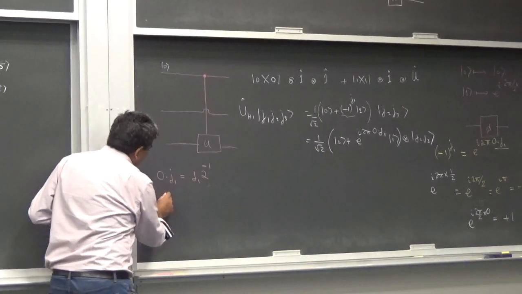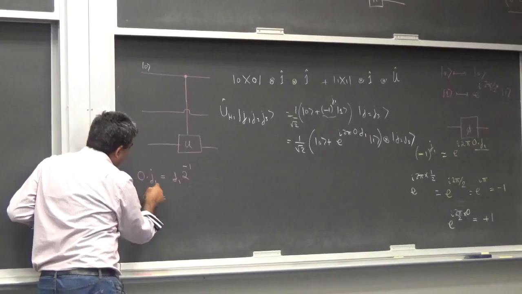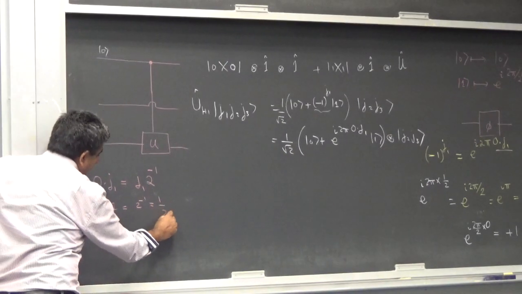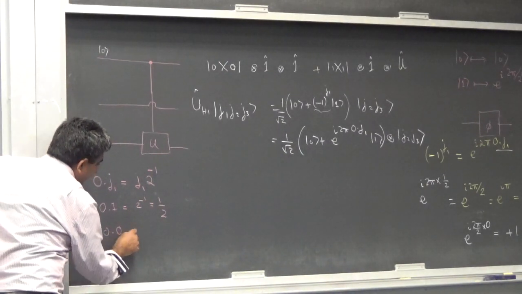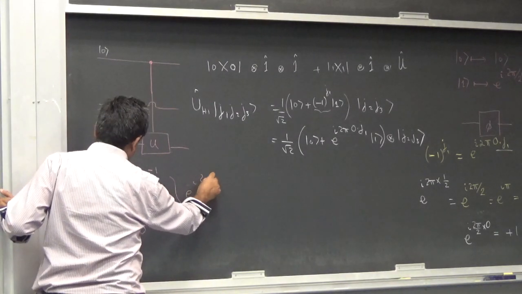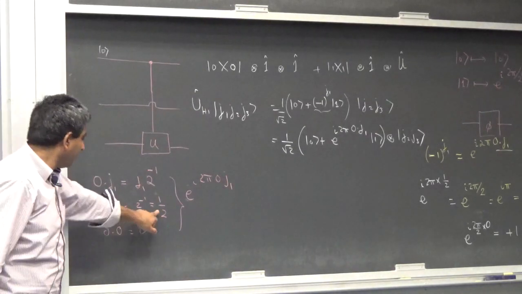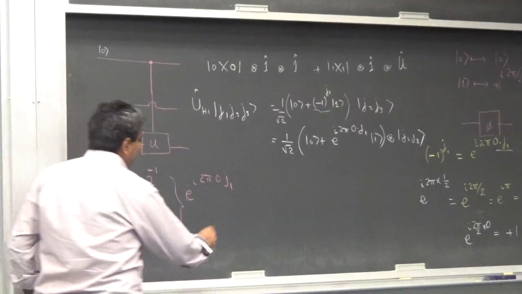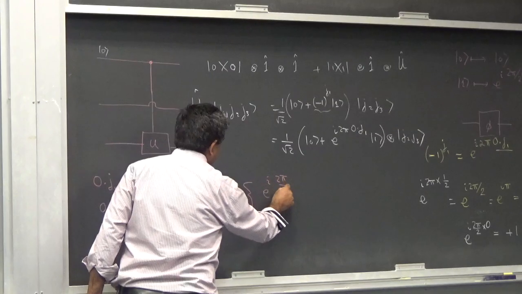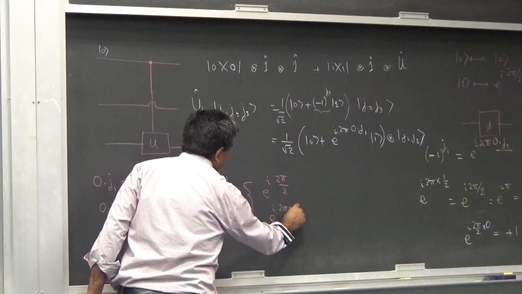Now if I had 0 dotted with 1, so J1 can be 1 or 0. If this were 1, then I would have 2 to the power minus 1, which is 1/2. If this were 0, we would just have 0. Now this is in an exponential factor, 2 pi 0 dotted with J1. So I can either get 1/2 here or 0 here. So there are two possibilities, e^(i2π·1/2) or e^(i2π·0).